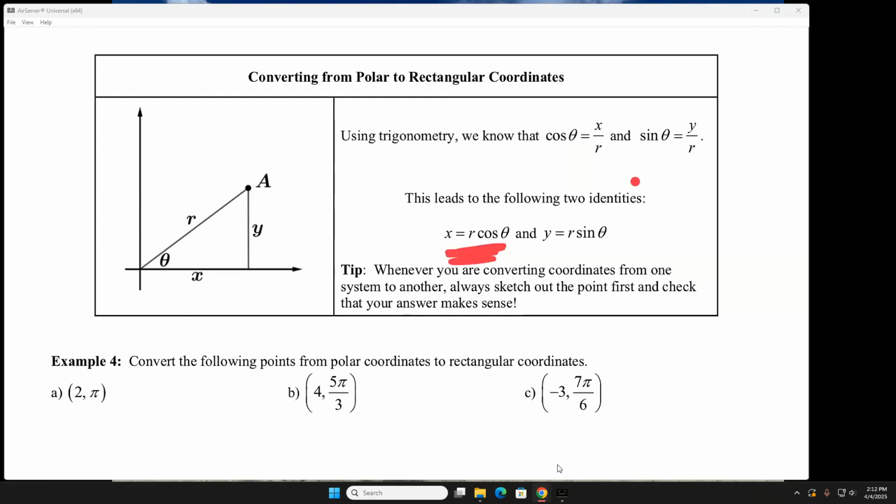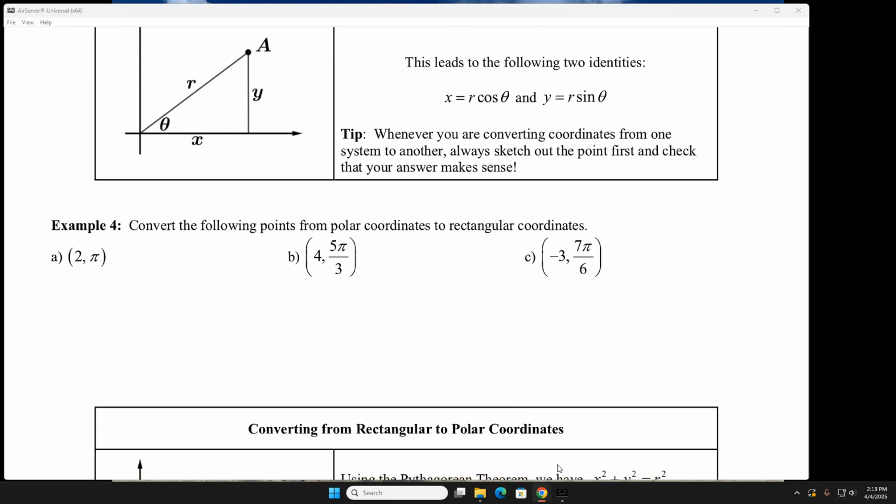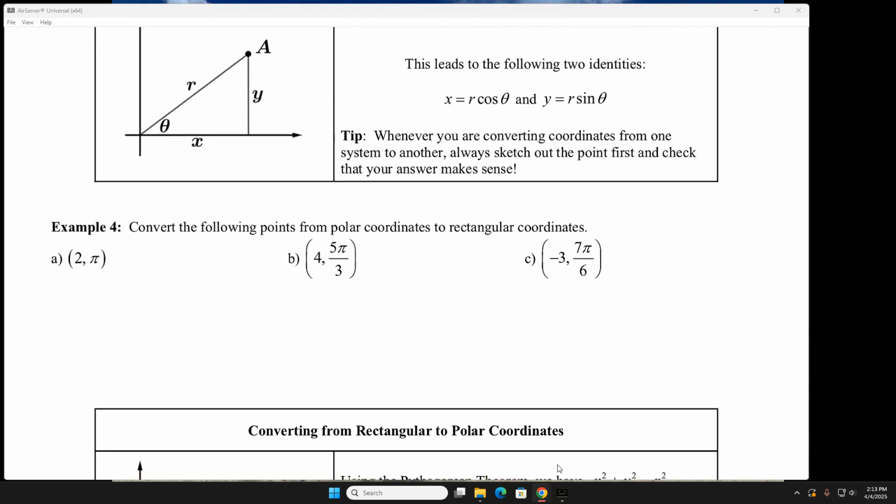All right, and then hopefully you remember from trigonometry that sine of theta is the y divided by the r. So if I want to solve that for y, I would get that y is equal to r sine of theta. Okay, so we're going to convert these polar coordinates to rectangular coordinates. And so for the first one, I'm actually just going to use common sense. And then don't worry, we'll use the formulas plenty.